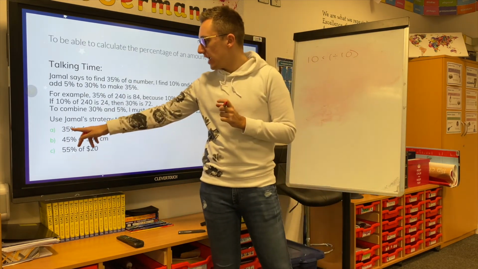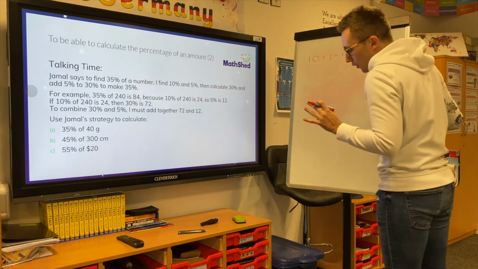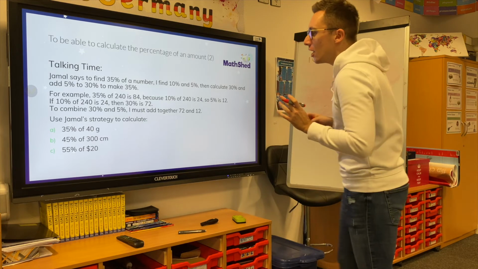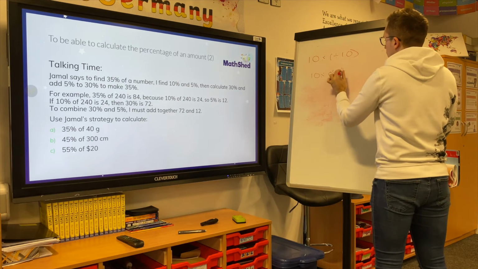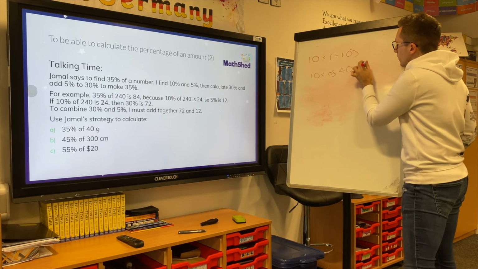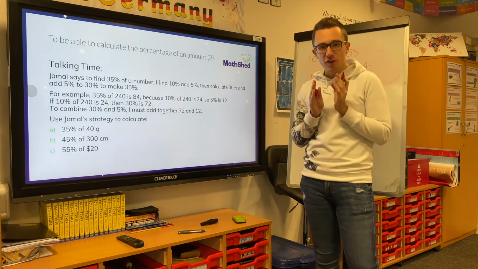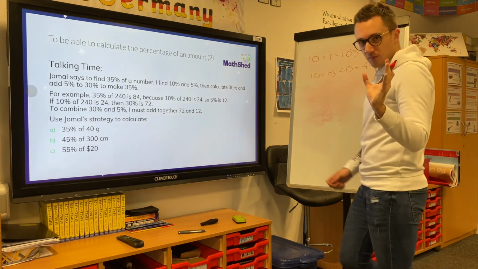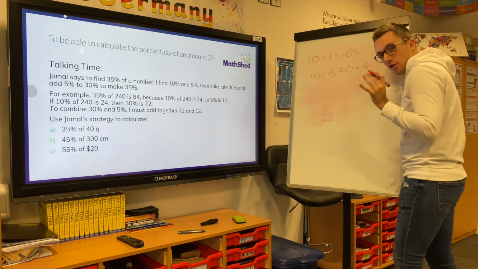So if, for example, I've got here 35% of 40 grams. Right. The first thing I need to find is 10%. That's like the golden starting point. So we're going to find 10% of 40. Well, we know that to do that, we divide by 10. 10% of 40 is 4. Now, we don't want 10%, we want 35%. So we're going to find the 30% and the 5% and add it together. We're going to start with the 30%.